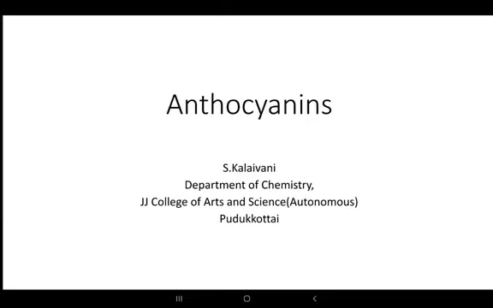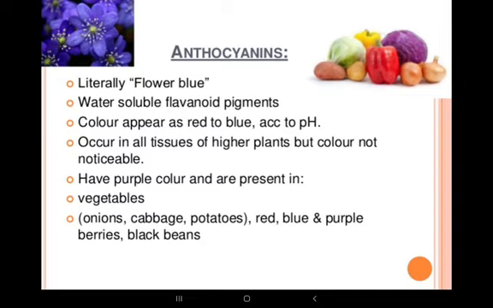So this slide shows the anthocyanins. Basically, anthocyanin is the flower blue; its color is blue. It is a water soluble flavonoid pigment, especially belonging to the category of flavonoids. The color appears as red to blue, and based on the pH, it changes from red to blue.